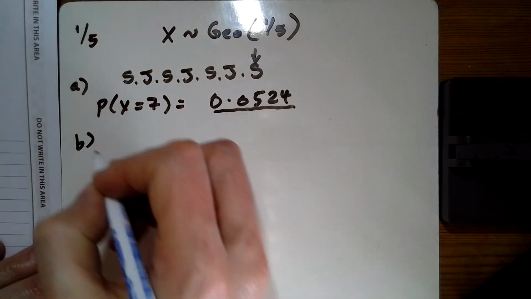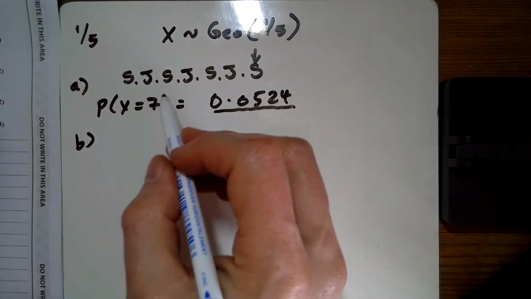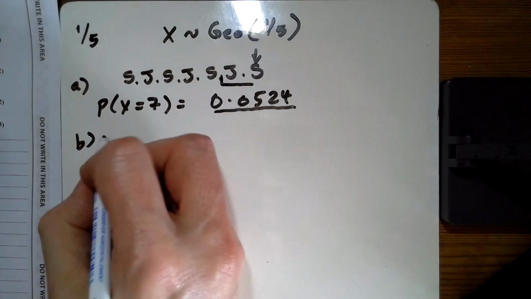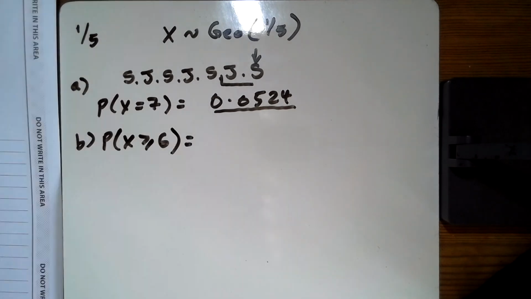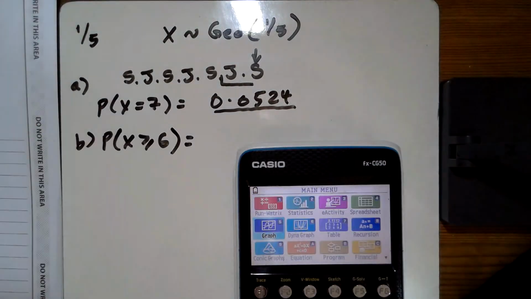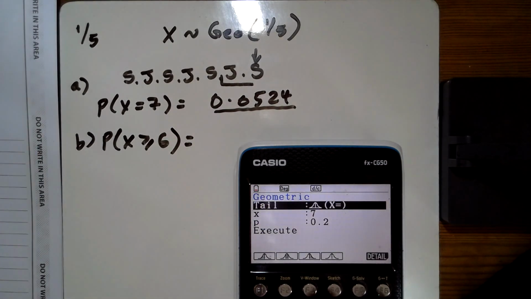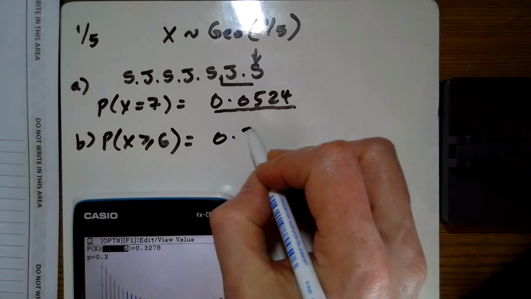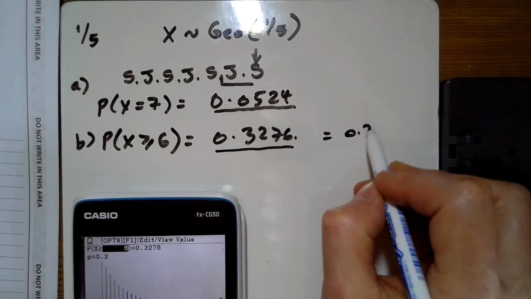Part B. Find the probability that a blue counter is first selected on or after John's third selection. On or after John's third selection is that one there, isn't it? So that's the probability that x is greater than or equal to 6. So again, we might as well just go into our distribution ones and go for geometric, and we'll change that to a 6, and we'll change that to a greater than or equal to, and so that's 0.3276 or 328, rounding that properly.